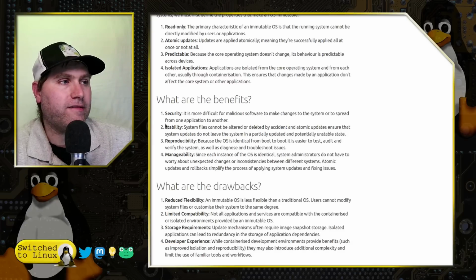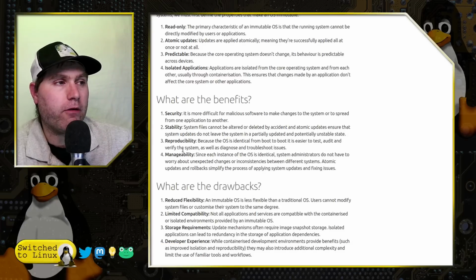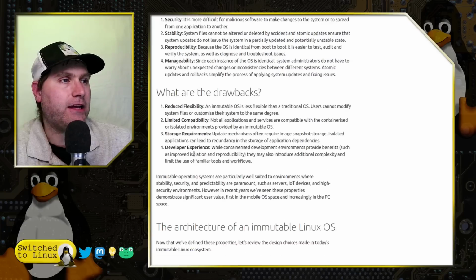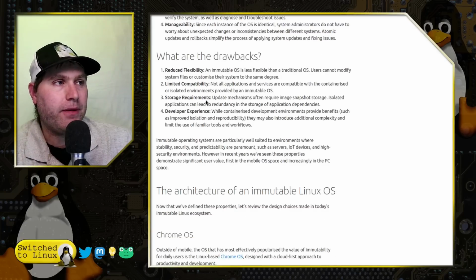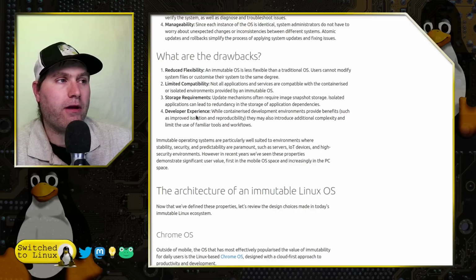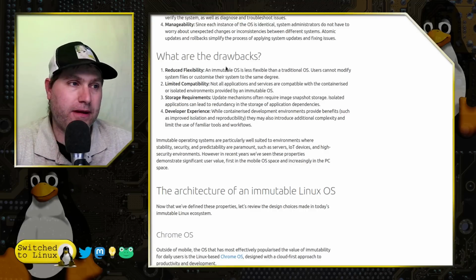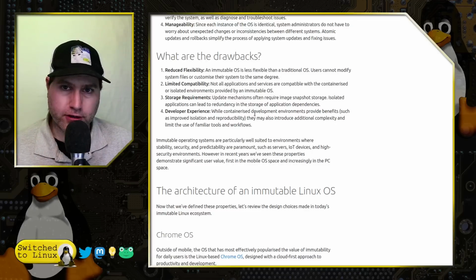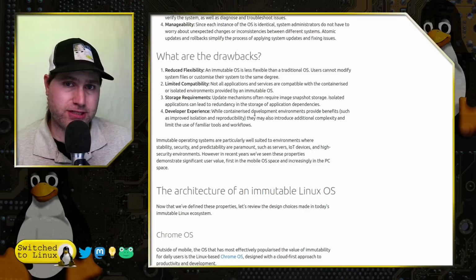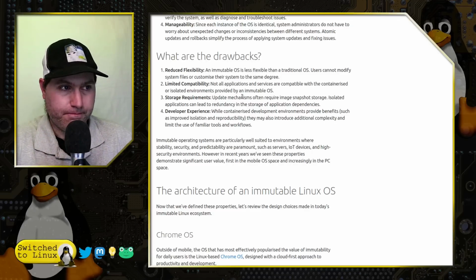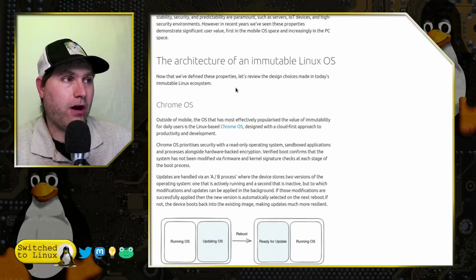The benefits: it's more secure, more stability, very reproducible, and easier to manage. The drawbacks: reduced flexibility, limited compatibility. There are higher storage requirements, and the developer experience is going to depend on what you're doing. It's a lot more difficult to tweak small resources on your system in an immutable system. And then they talk about the architecture of it.